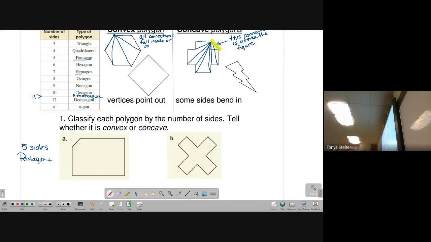B, 1, 2, 3, 4, 5, 6, 7, 8, 9, 10, 11, 12. 12 sides. It's a dodecagon. That one right here.